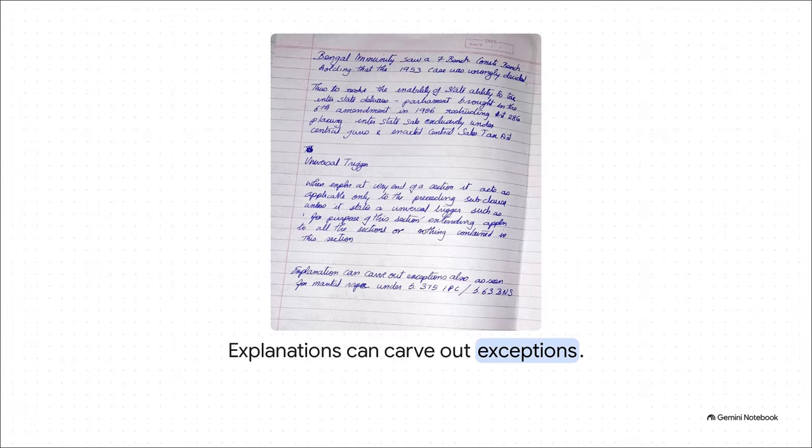Finally, let's talk about triggers and exceptions. A huge rule of thumb in drafting is that when an explanation sits at the very end of a section, it generally applies only to the immediately preceding subclause. It absolutely doesn't govern the whole page. Furthermore, explanations can be used to carve out massive, highly debated exceptions within the law itself. A prime example is the exception for marital rape that was carved out via an explanation under Section 375 of the IPC, which is now under the BNS.